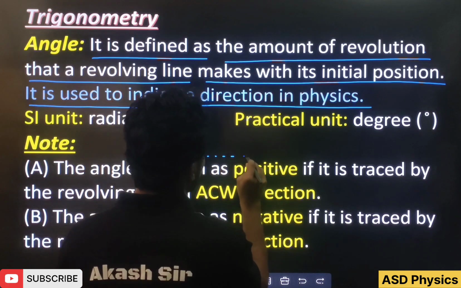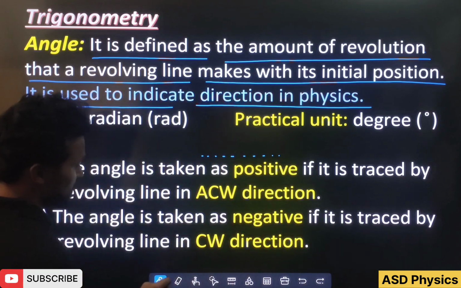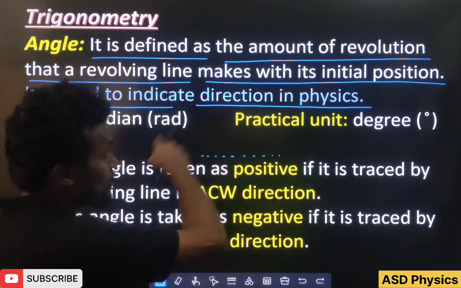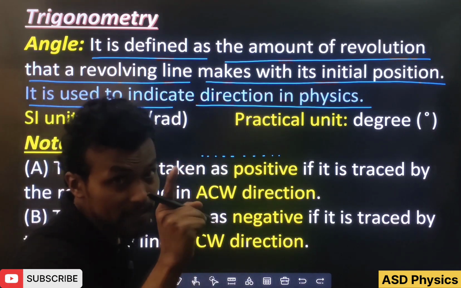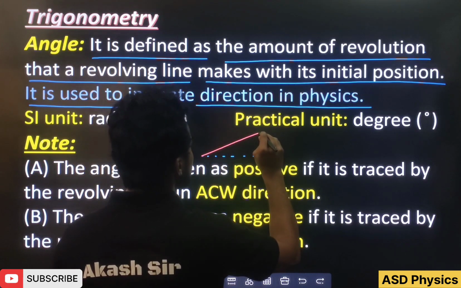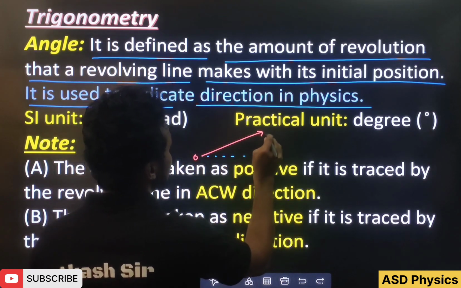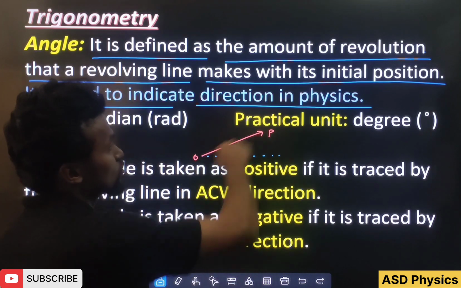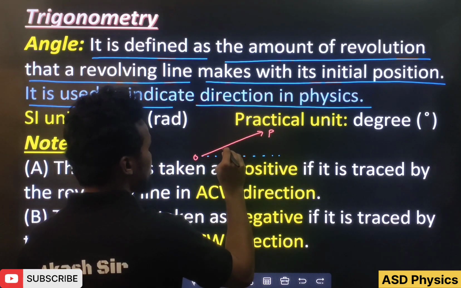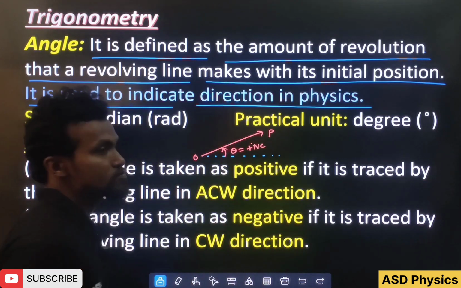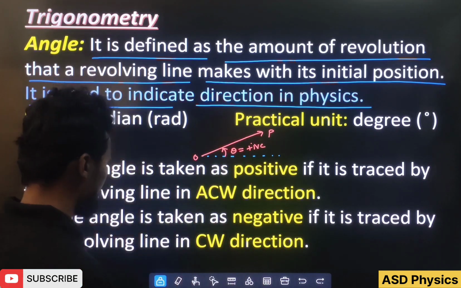Here I have taken one initial position, and you know very well the line can revolve in an anti-clockwise direction and in a clockwise direction. If this is the revolving line OP, this blue line is the initial position and OP is the revolving line. If this line is revolving in anti-clockwise direction, we take it as positive. In this situation, the angle will be positive.